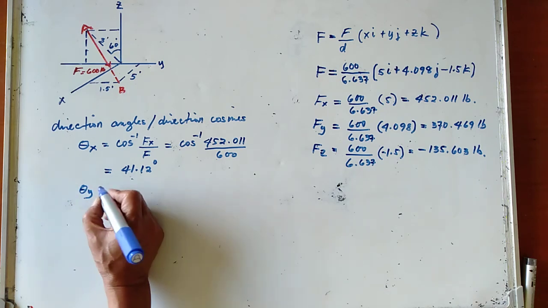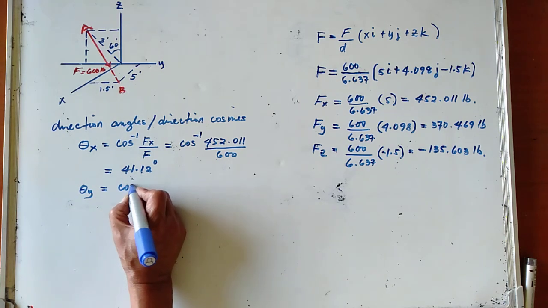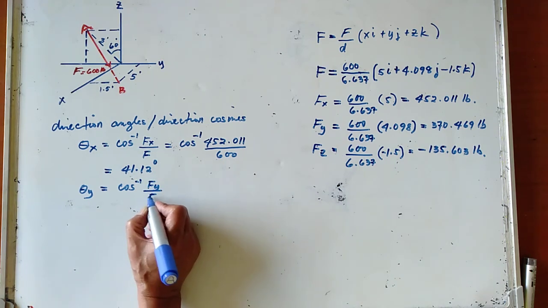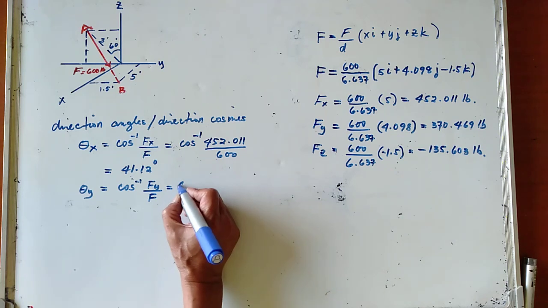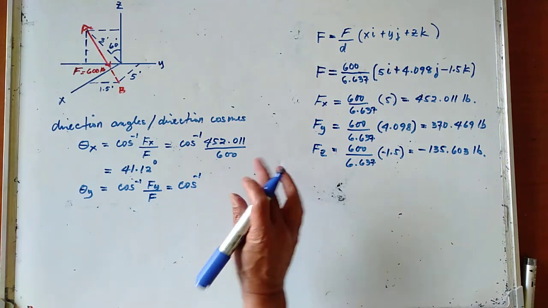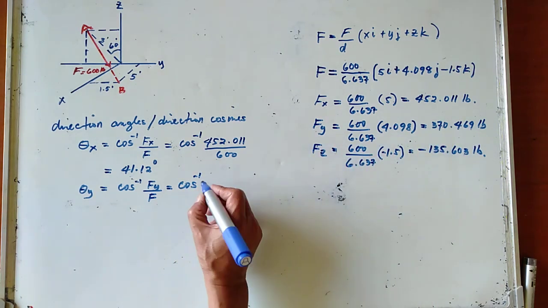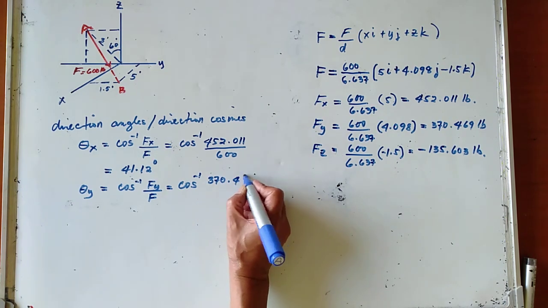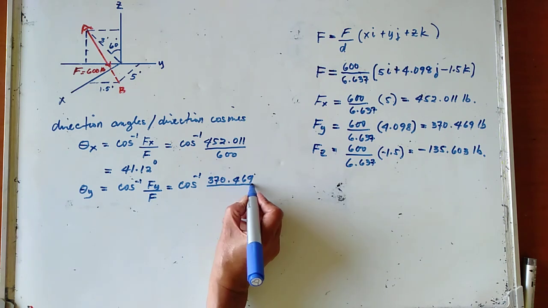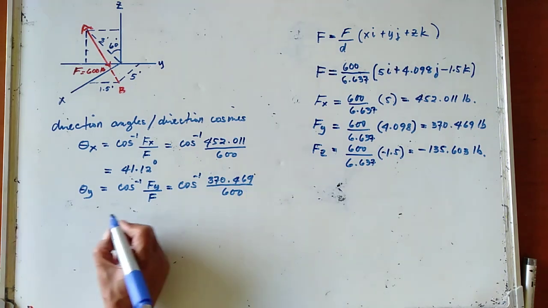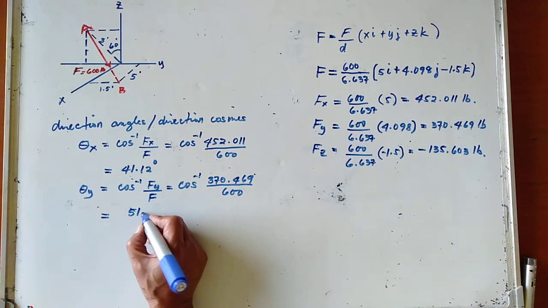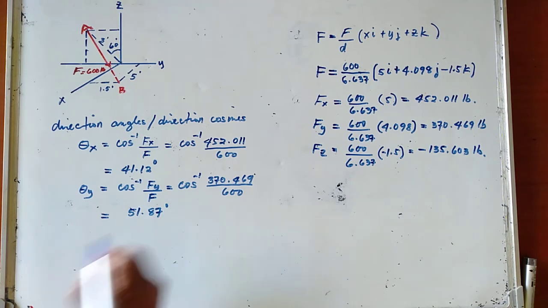Theta y is now equal to the arc cosine of fy all over f. So that is equal to the arc cosine, and fy is 370.469 pounds all over 600, and theta y therefore is equal to 51.87 degrees.